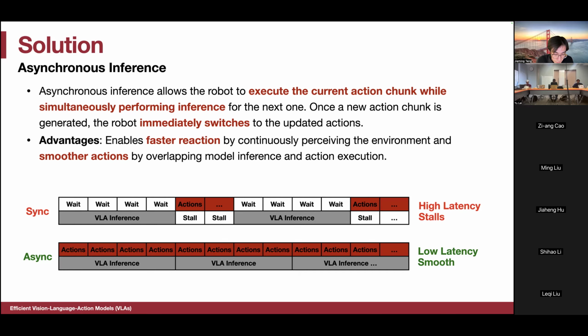By doing this, the action execution no longer lags, and since the robot switches to the updated action chunk whenever it is generated, the reaction latency can be reduced by 10 to 20 times compared to synchronous inference.